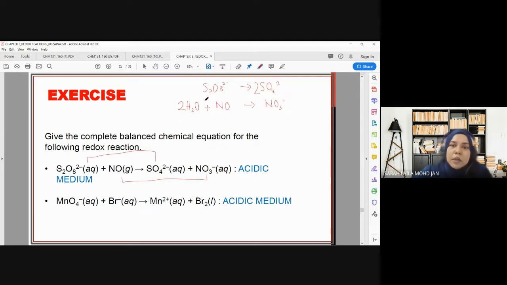After you put the H2O, make sure the next step is to balance the H. Okay, so you have here 2 times 2, 4 H plus. Alright. So when you finish balancing all these atoms, now you have to calculate the charge. So here negative 2.